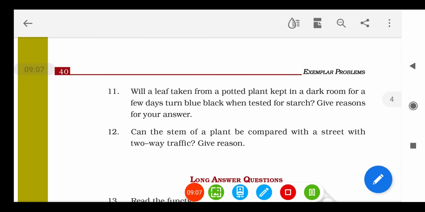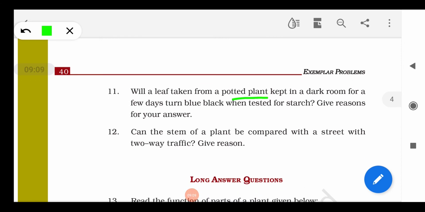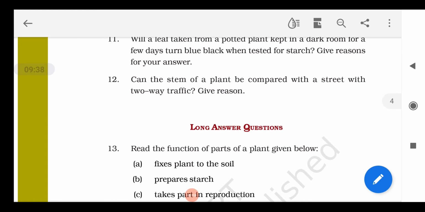Now question number 11. Will a leaf taken from a potted plant kept in dark room for few days turn blue-black when it is tested for starch? Give reason for your answer. So answer is no. It will not turn blue-black because all the starch present in the leaf would have been used up by the plant, and due to non-availability of sunlight, no starch would be synthesized in leaves.